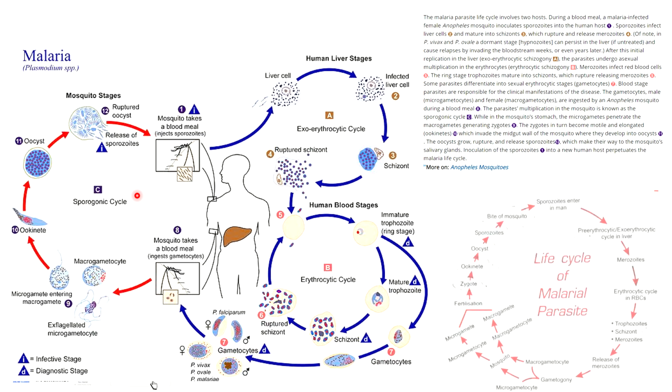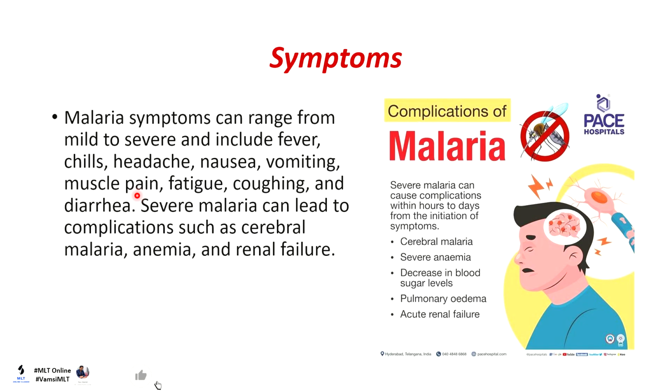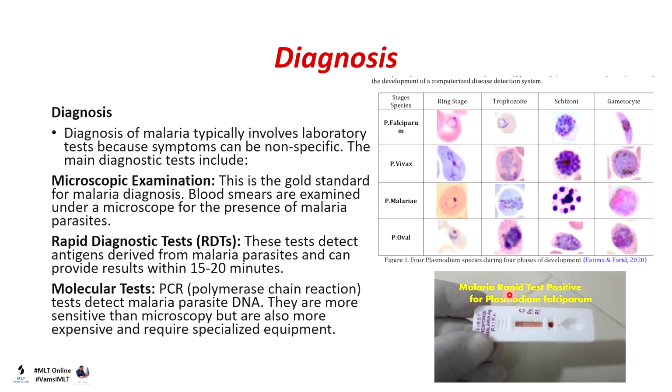Now let us see our case study. The basic symptoms of malaria include mild to severe fever, headaches, nausea, vomiting, chills, muscle pain, fatigue, coughing and diarrhea. Severe malaria can lead to complications such as cerebral malaria, severe anemia, decrease in blood sugar values, pulmonary edema and even acute renal failure.